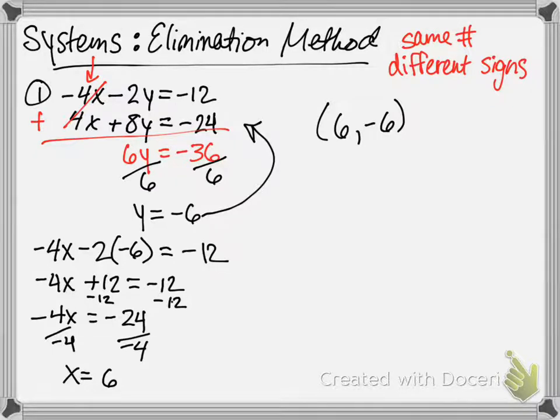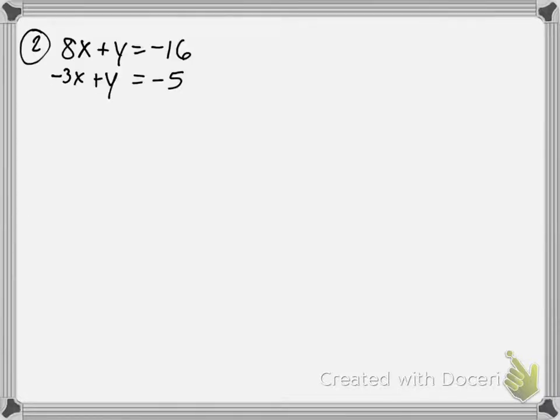For our next two examples, we're going to work with ones that don't have the same number or different signs. So the first one we are going to look at is on the screen. For this one, if I look at my x's, the numbers are different. If I look at the y's, the numbers are the same. Because remember, when there's no number in front, there's an invisible 1. So both of my coefficients with the y's are a 1, but they have the same sign, which is a problem.